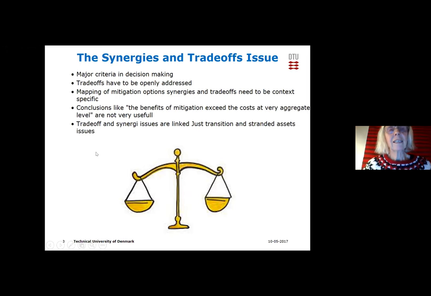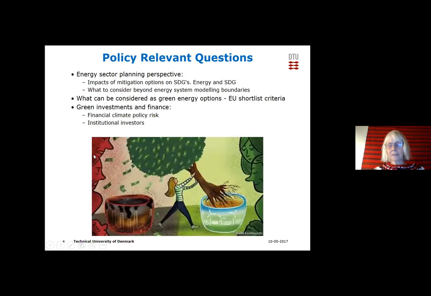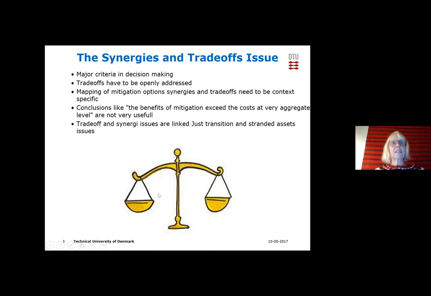I would also like to emphasize that these trade-off and synergy issues are very much linked to issues like just transition and stranded assets. That was, I think, a very important new thing coming out of the Glasgow meeting, that we are really so much going into dealing with implementing these emission reduction scenarios. Fossil fuels would have to be phased out in the near future, which means that we have to face that some countries and some economic sectors would have an interest in not going into that because they have losses, and that has to be addressed.